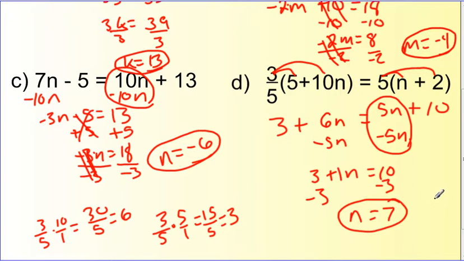So that is what you do if you have variables on both sides. Now, I will tell you there's going to be some tricks coming up later on, but for the most part, they're not that bad.